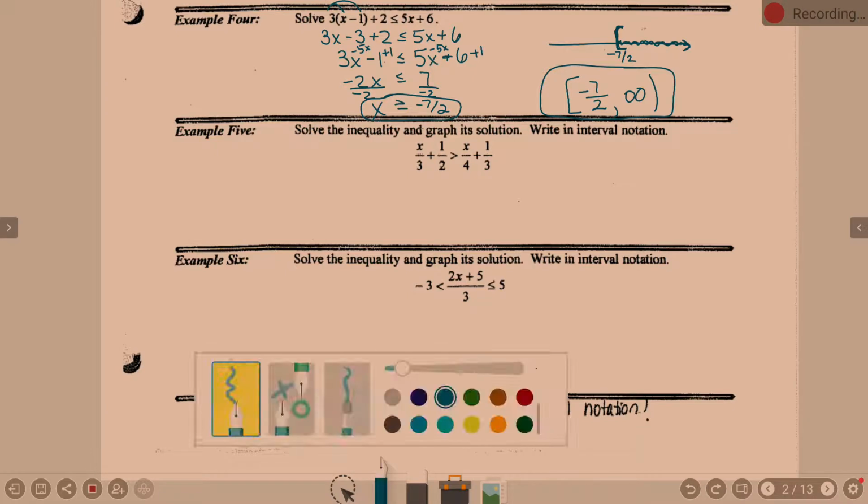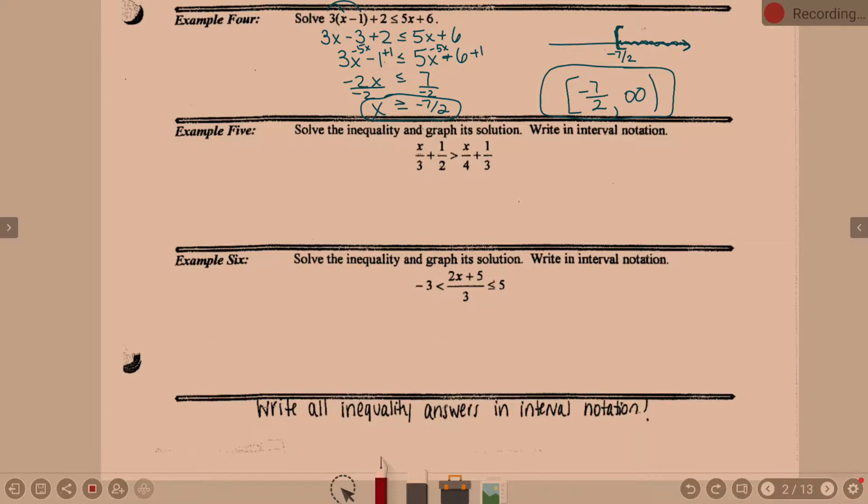I'm ready for example 5 if you're ready. Stop me if you have questions. Solve the inequality and graph its solution, write in interval notation. Like the last one didn't say interval notation, this one does. In homework, I don't care what it says. Your answers are going to be in interval notation. I'll remind you again when I assign the homework, and some of you will still forget come tomorrow, or when you sit down to do homework later.